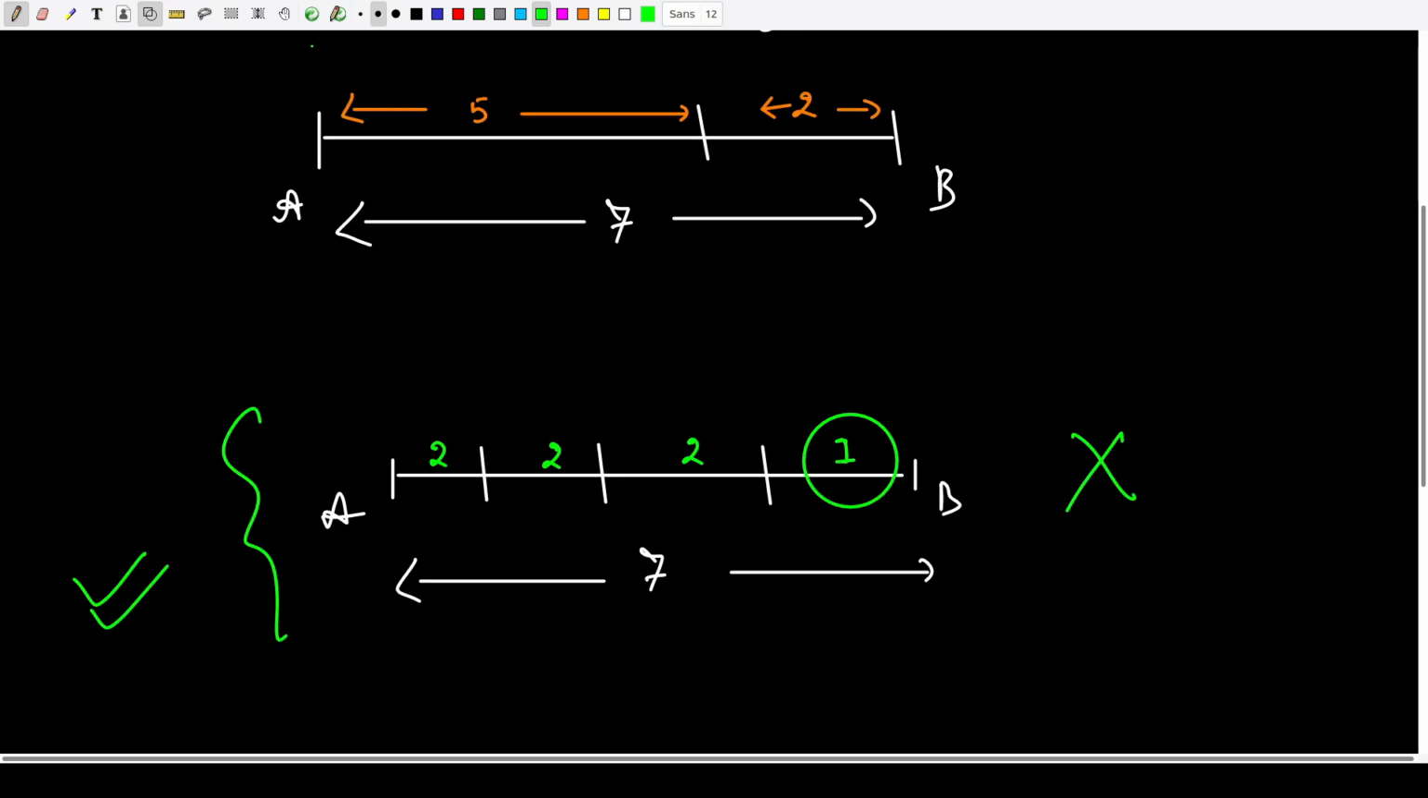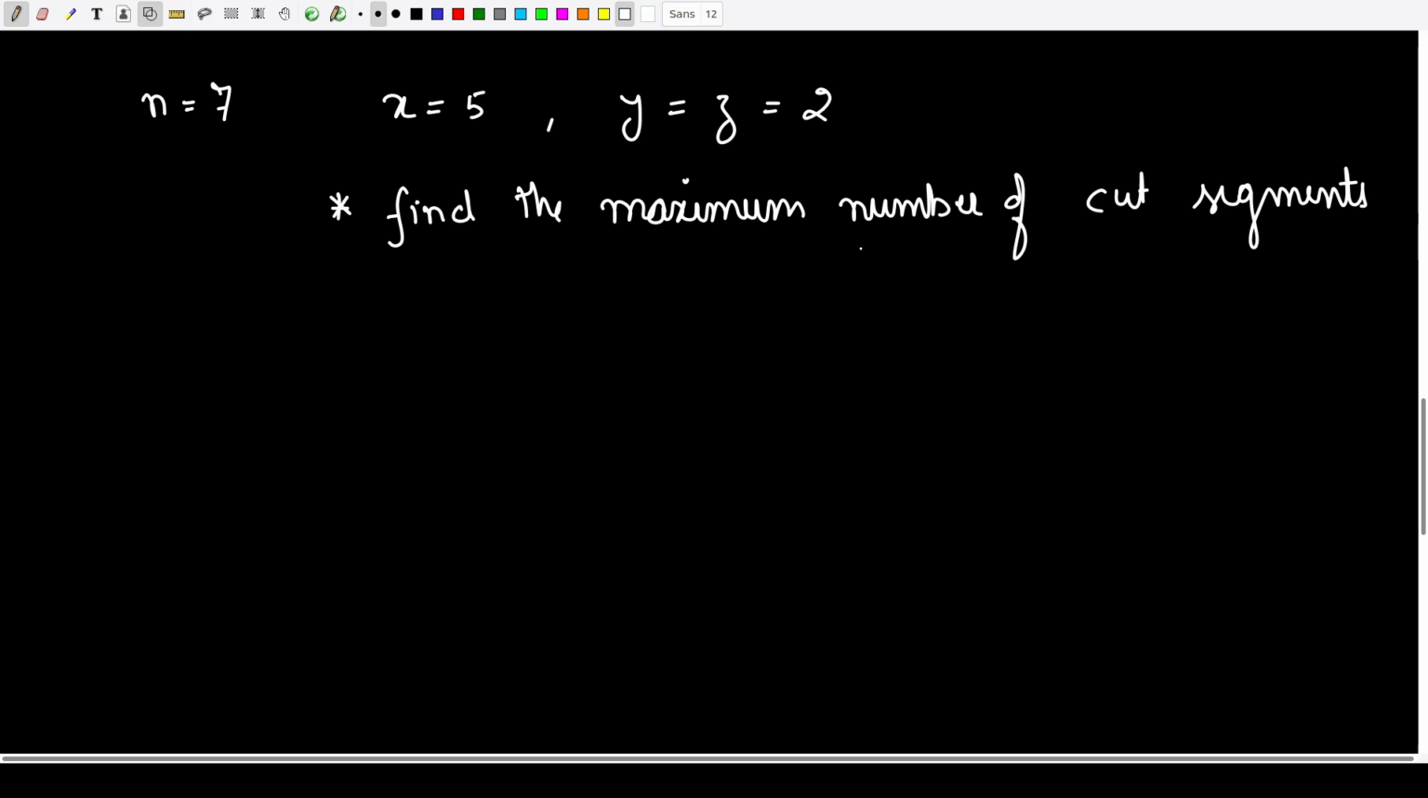So that's about the problem statement, folks. Now let us discuss the solution of this problem. In order to discuss the solution, let us take an example and let us say n equals 7 and x equals 5 and y and z equal 2. And our objective is to find the maximum number of cut segments. So let us see how we will be able to do this.